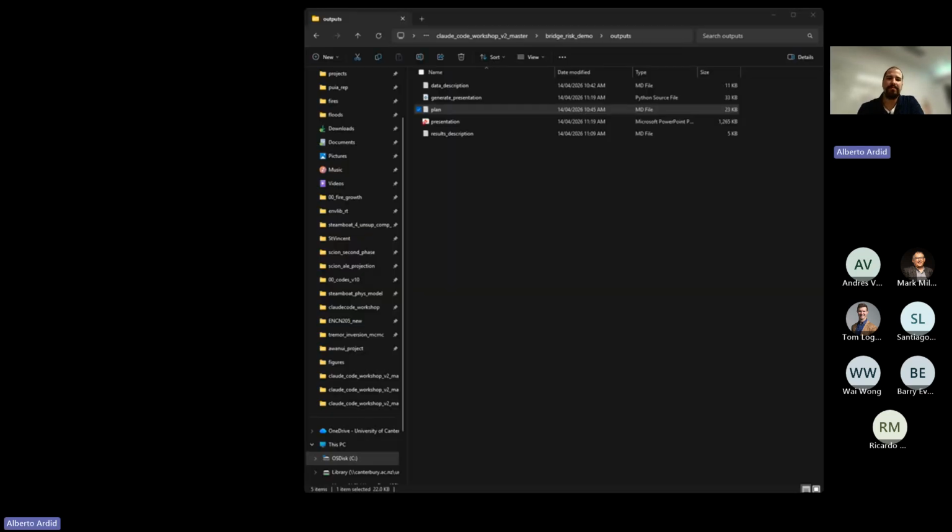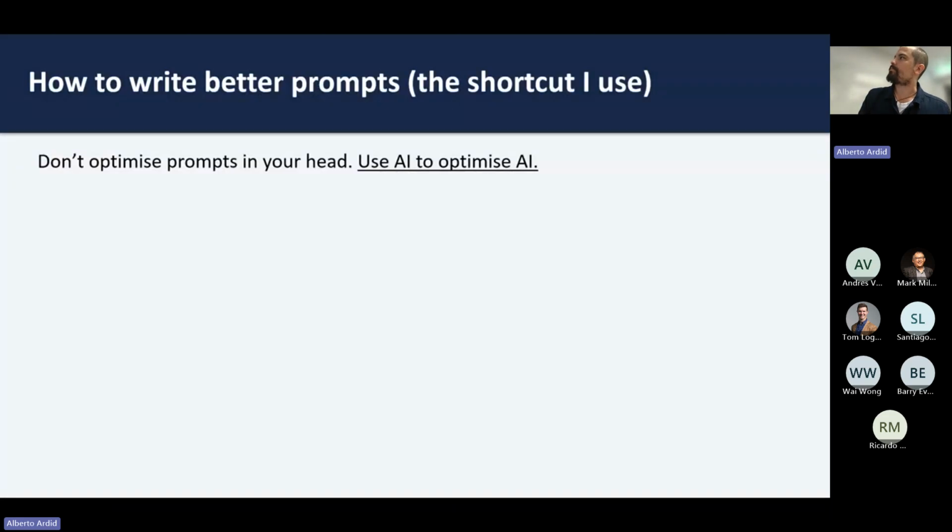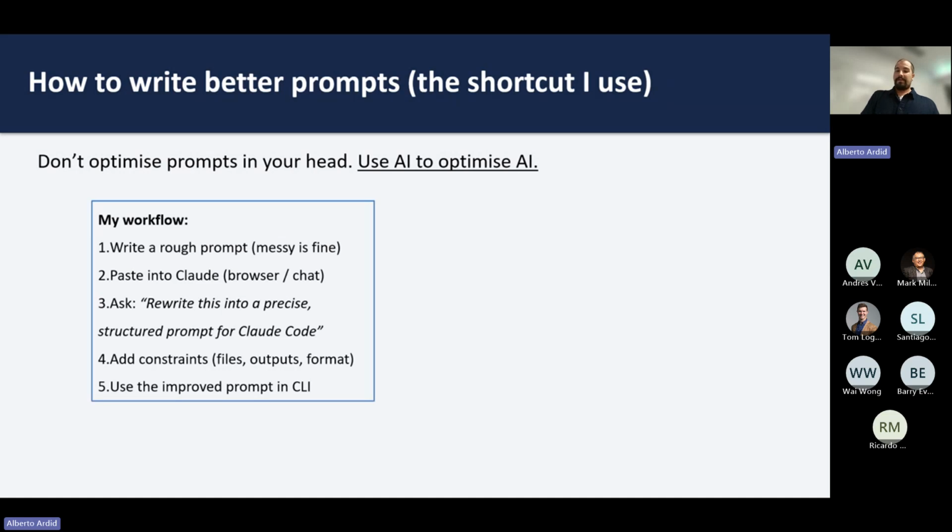So this is the extra prompt that I just executed online to give me a better output. And this is another shortcut, and this is advice that I typically give: how to write better prompts, right? You've probably seen that all of the prompts that I show are super structured and very cool. Most people try to write the perfect prompt in one go. That's hard and honestly unnecessary, right? Because you can use AI to optimize AI, right?